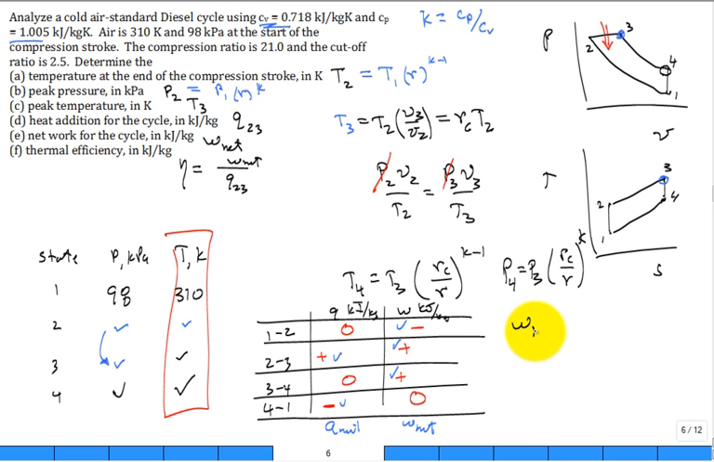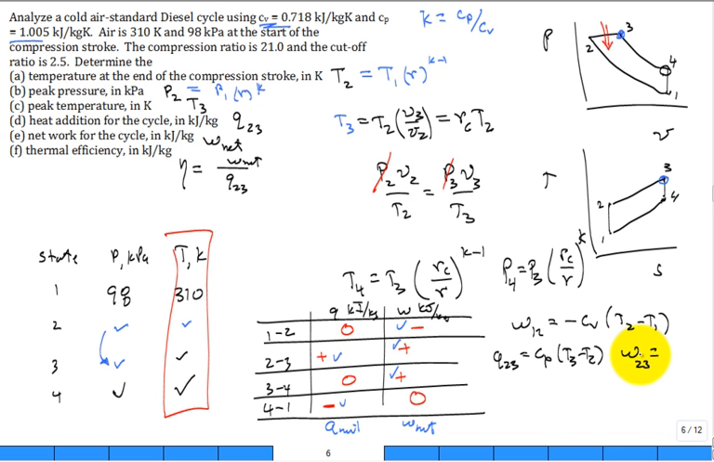The work 1 to 2 is the change in internal energy. So it'll be minus C sub V times (T2 minus T1). Done that for Otto, nothing different. You can get the Q 2 to 3 with C sub P, constant pressure, because it's a change in enthalpy. It'll be T3 minus T2, as well as the work 2 to 3.